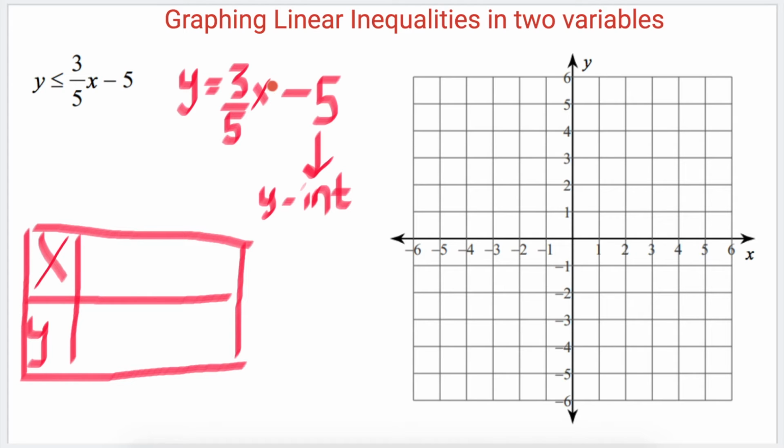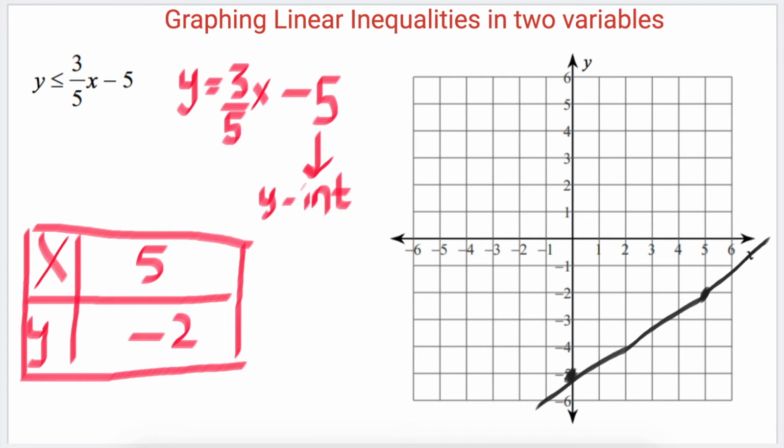So I want to choose a good x value that's going to simplify this fraction. The good x value is going to be 5. So when you substitute 5 for x here, you're going to have 3 times 5 is 15. 15 divided by 5 is 3. 3 minus 5 equals -2. So our 2 points are going to be the y-intercept, which is -5, and also (5, -2). And then we'll join the 2 points with a straight line.